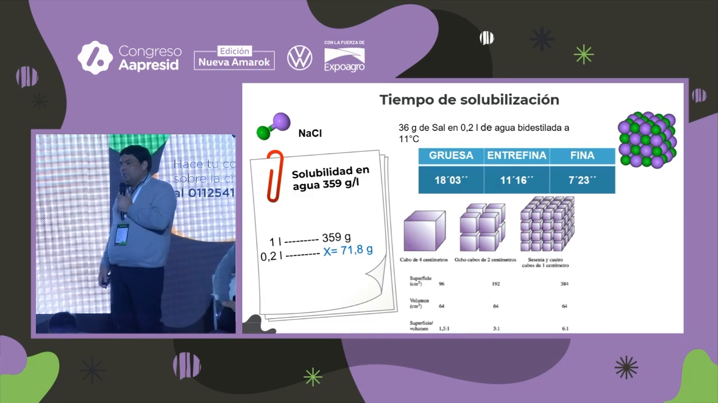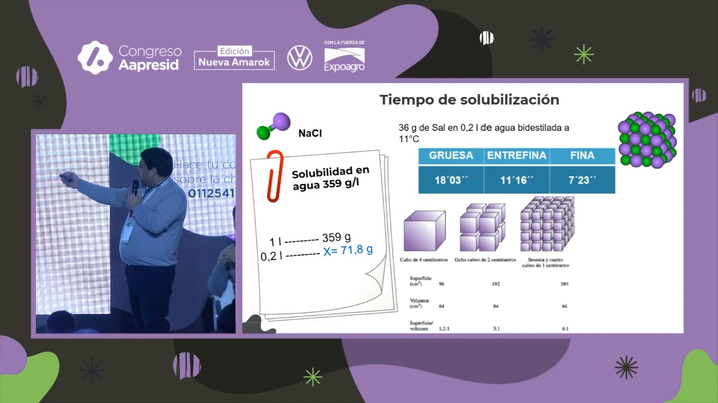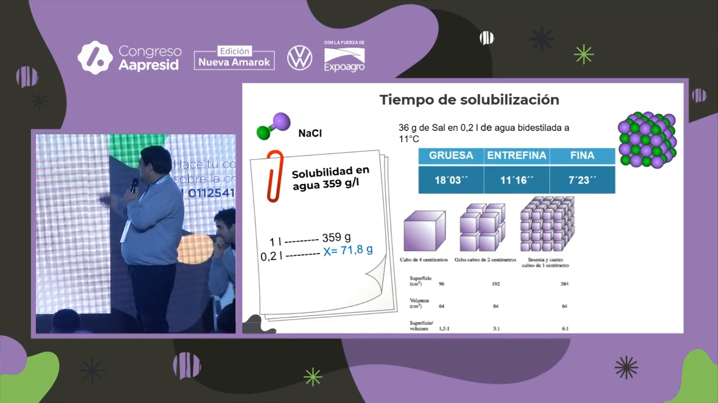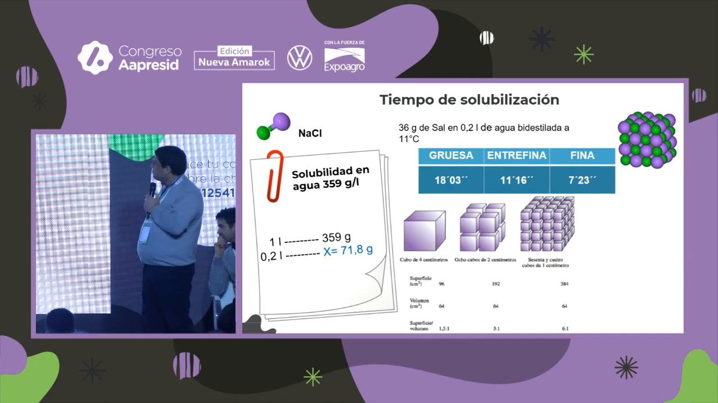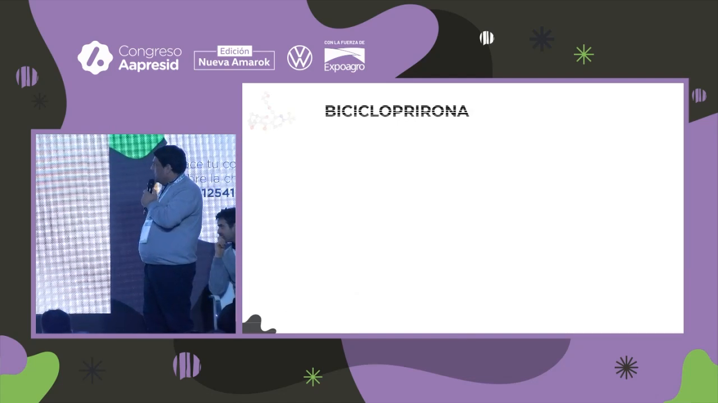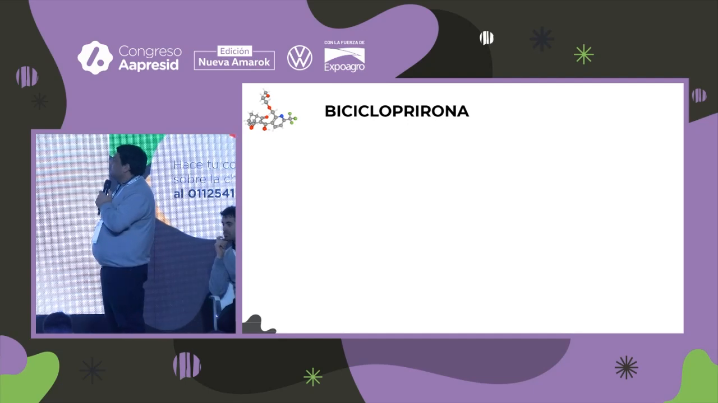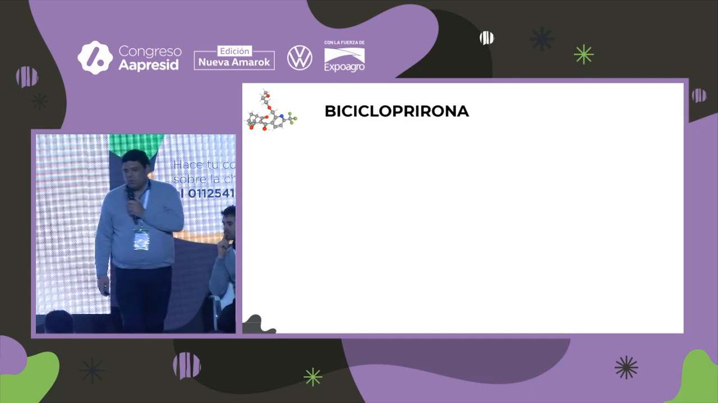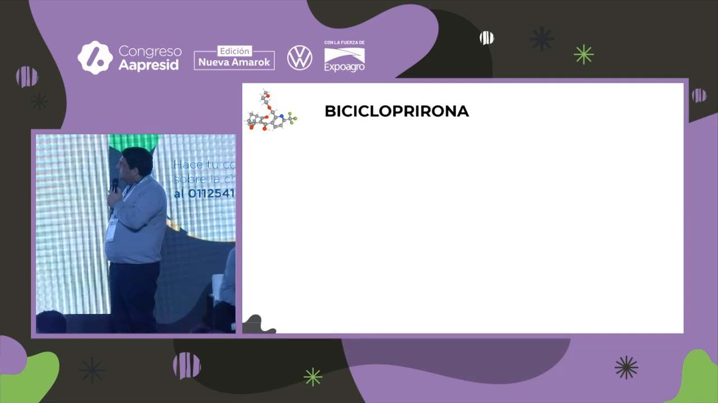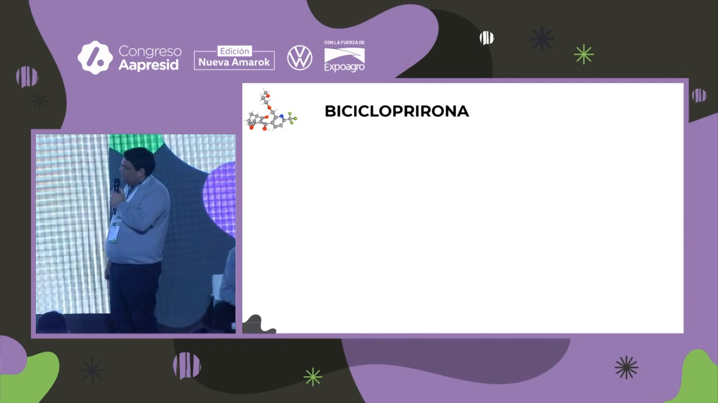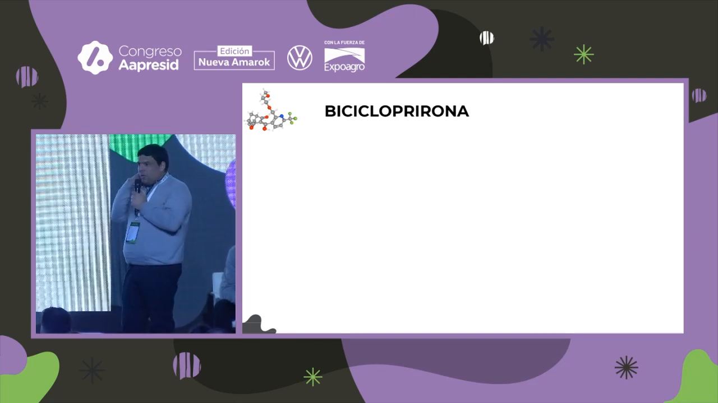And there's also a matter of the contact surface with water. If the cube is broken up, there's more contact surface, the surface-to-volume ratio. For our presentation, we chose an HPPD inhibitor, bicyclopyrone. It comes in soluble liquid.